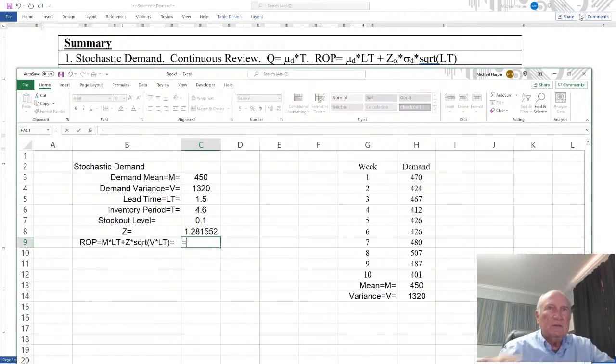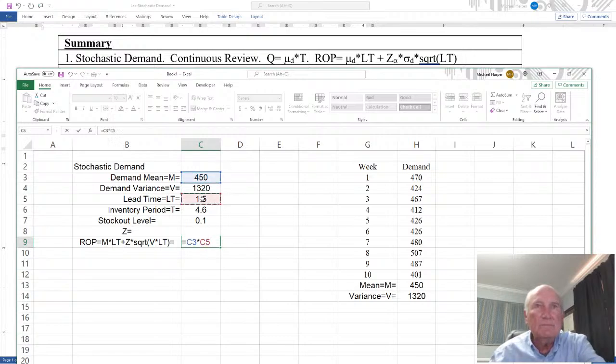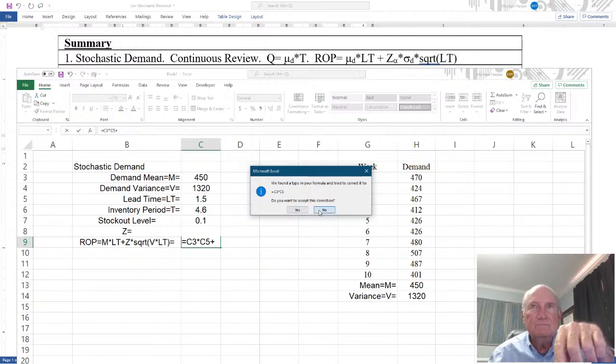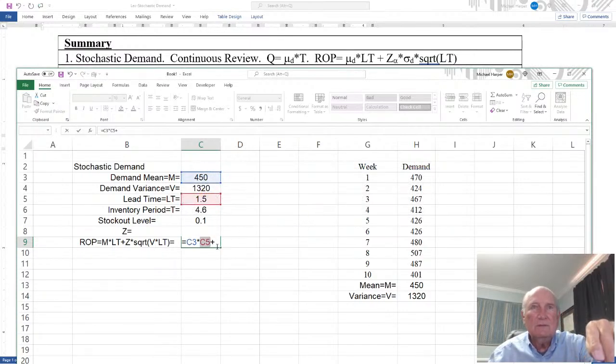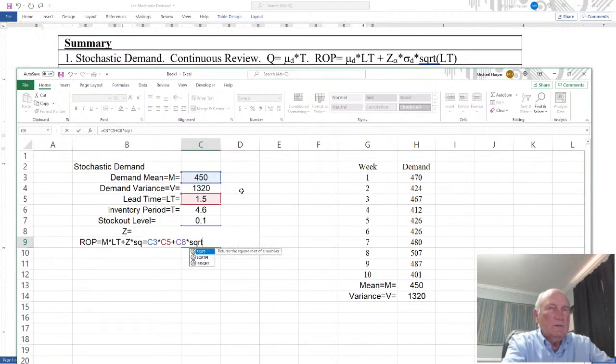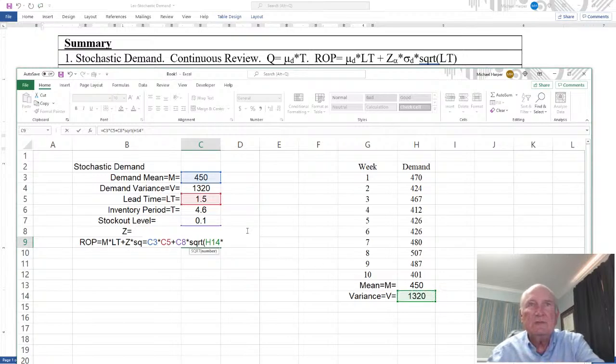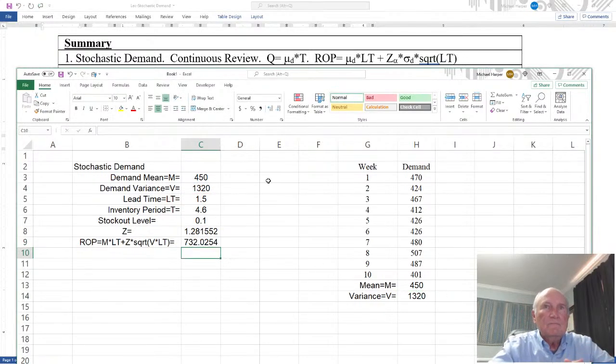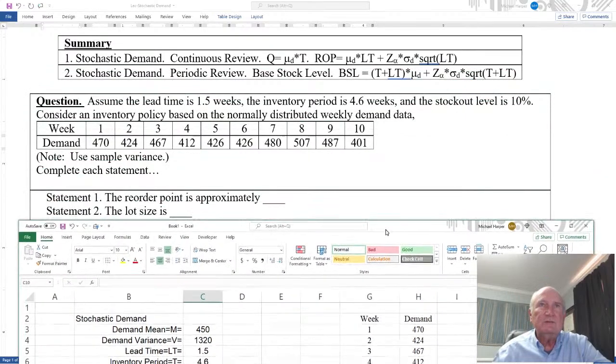So let's just do it. It's going to equal the mean times the lead time plus the z value. Plus, there it is. That's the z value, C8. And then I want to times the square root of the variance times the lead time. There we go. And so we have approximately 732. And so that's one of the questions, ROP.